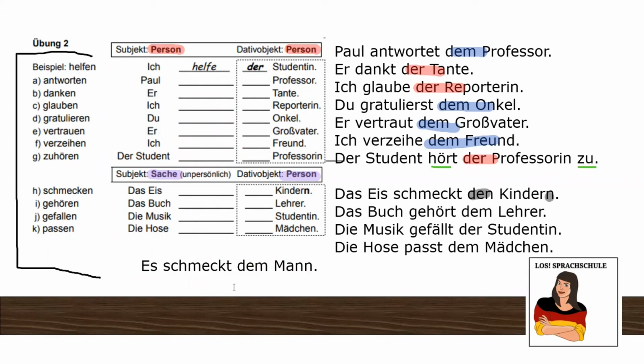Do you know what I mean? So you have to imagine it in this order. Let's go to the next one. Das Buch gehört dem Lehrer. The book belongs to the teacher. Die Musik gefällt der Studentin. The music is likable by the student, female student. So the student likes the music. Die Hose passt dem Mädchen. The pants are fitting for the girl. So the girl fits into the pants, we would say in English.